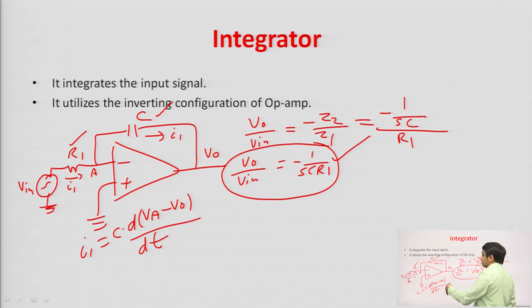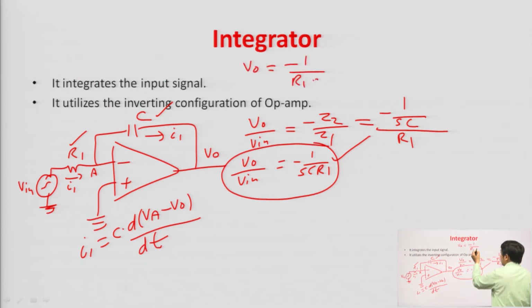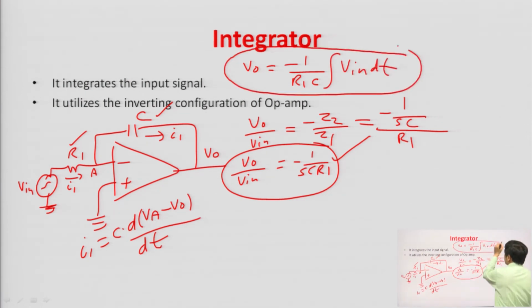So, from there when you further rearrange the equation, the output voltage V naught will be minus 1 by R1C integration of V in dt. So, this is the time domain equation. When you take the Laplace, then this integration will be replaced by 1 by S. So, the output is the integration of the input.